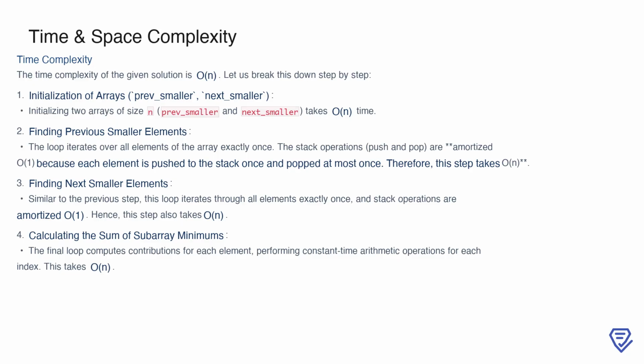Similarly, finding the next smaller elements follows the same process, iterating through the array once and using stack operations efficiently, resulting in another O(n) time complexity. Finally, we calculate the sum of subarray minimums by iterating over all elements and performing constant time arithmetic for each, which also takes O(n). Altogether, each of these steps contributes linearly to the overall time complexity.